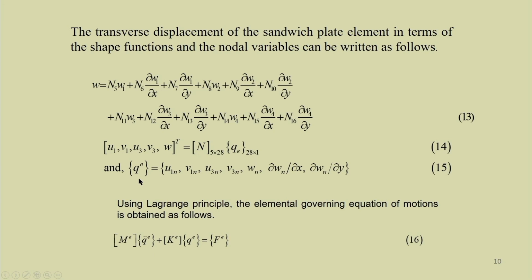Here, this QE per node, you see these are the 7 degrees of freedom. That is U1n, V1n, U3n, V3n, Wn. So, these 5 are displacements. Along with that, we can take 2 slopes or theta: del Wn by del x, del Wn by del y. This way we have taken 7 degrees of freedom. So, Q contains the 7 degrees of freedom.